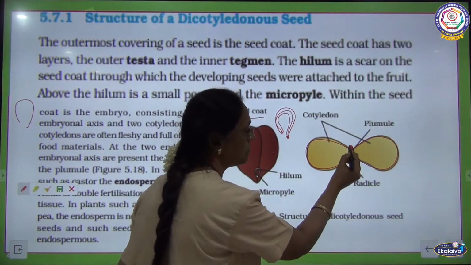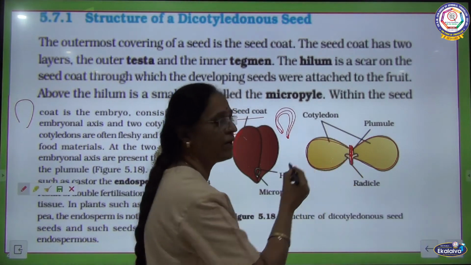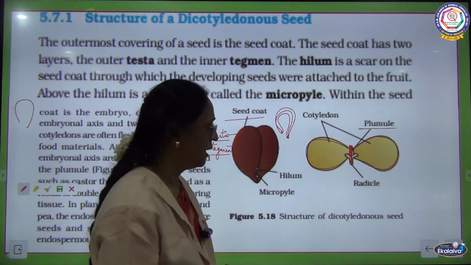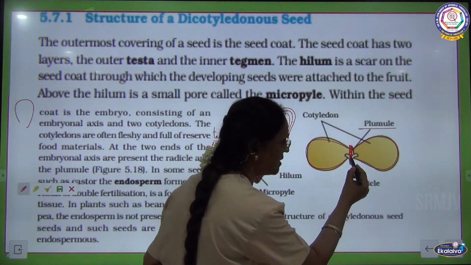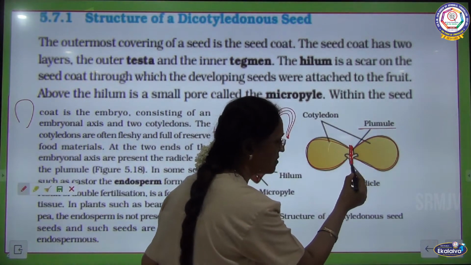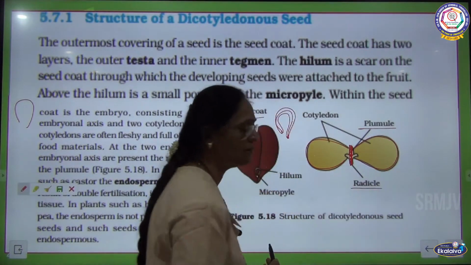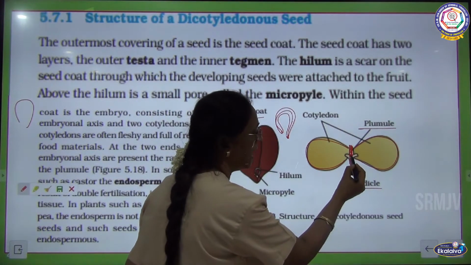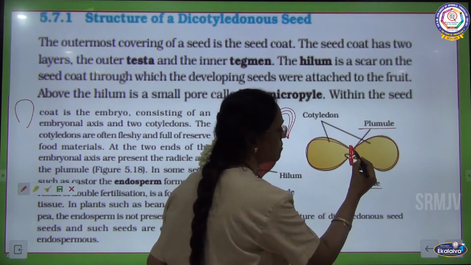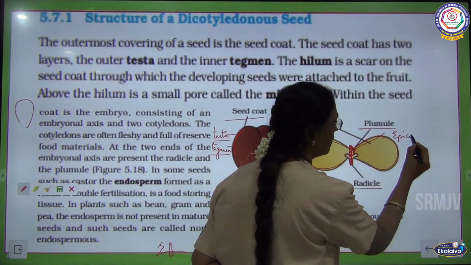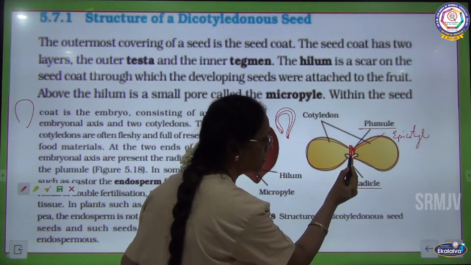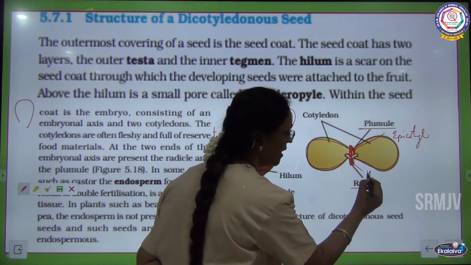The region above the node is the one which is going to give rise to the shoot system, and we call this the plumule. The region below the cotyledonary node, which gives rise to the root system, you call the radicle. The region between the plumule and the node is what we call the epicotyl, and the region between the node and the radicle, below the node, is what we call the hypocotyl.